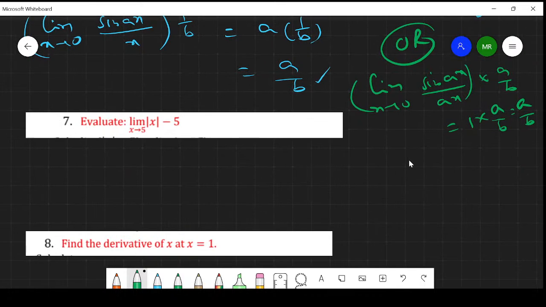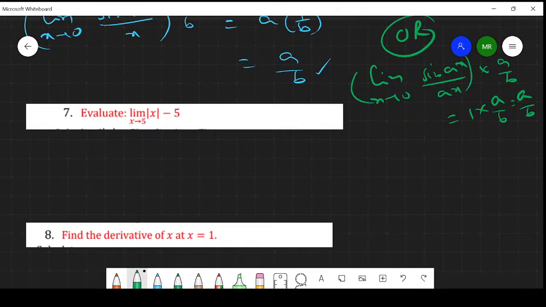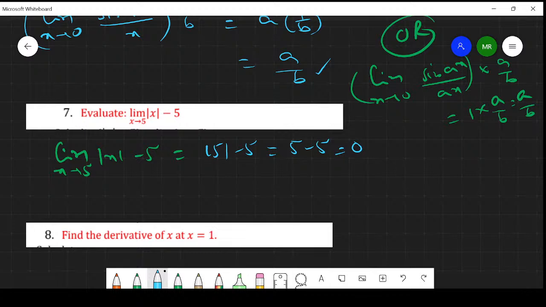Now the seventh one. Limit x tends to 5 of mod x minus 5. When they are asking this one, I can directly substitute the limit x tends to 5. Substitute: mod 5 minus 5 is 5 minus 5. That will be 0. Mod 5 is 5, and 5 minus 5 is 0.